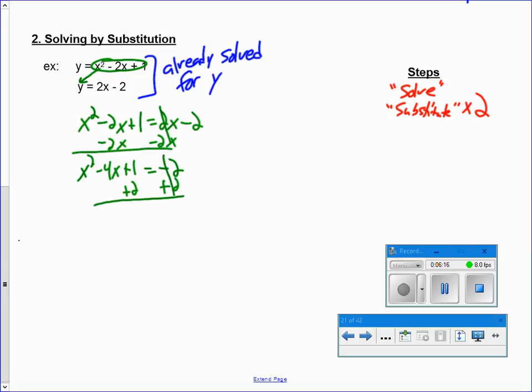Remember, moving the terms around, we only combine like terms. So we combine our x's with x's, constants with constants, x squares with x squares. Don't combine anything that's not the same kind of term.